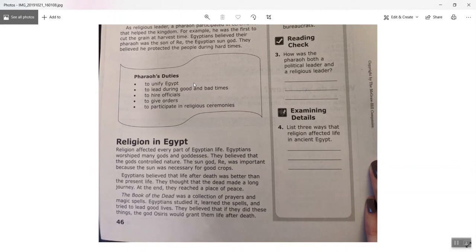So number 4, list 3 ways that religion affected life in ancient Egypt. So, gods control nature, which means they would have power over the crops. Right in here and right in here. Okay.